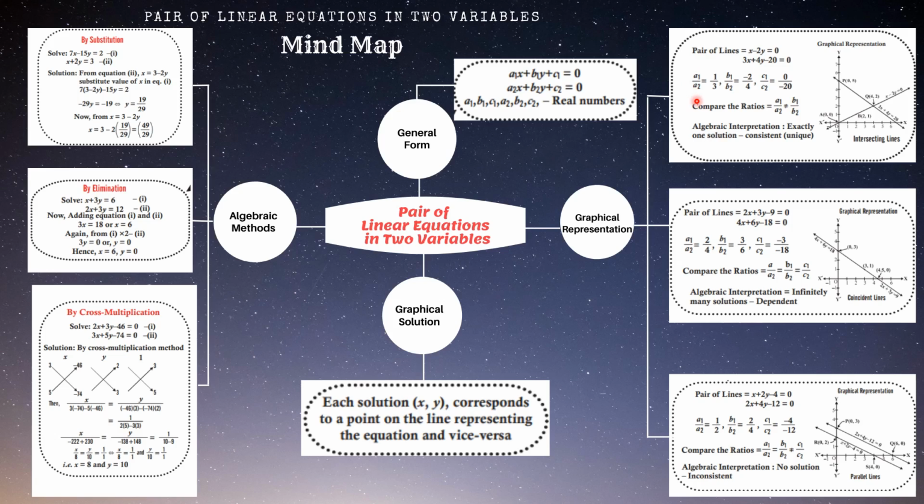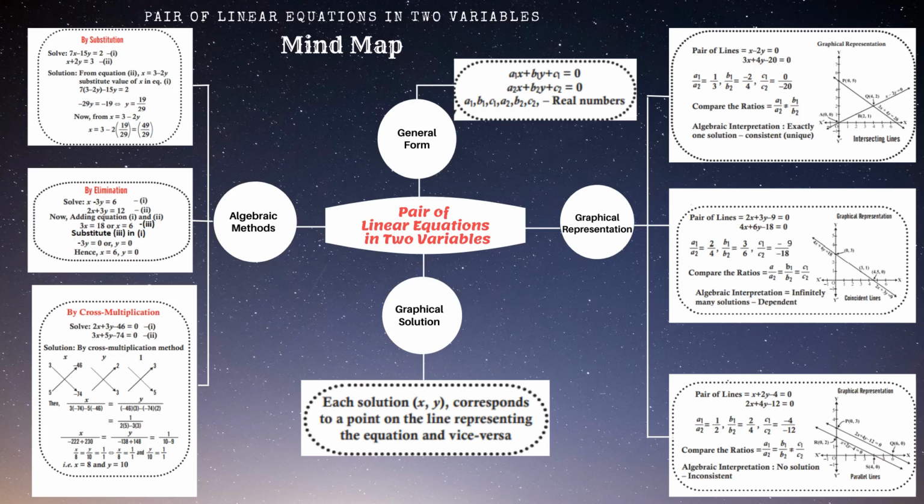Now a1 upon a2 is clearly not equal to b1 upon b2, because this gives us 1 upon 3, and b1 upon b2, even if you reduce, will give us minus 1 upon 2, which is not equal to 1 upon 3. When a1 upon a2 is not equal to b1 upon b2, we say that this pair of linear equations is going to give us a unique solution.